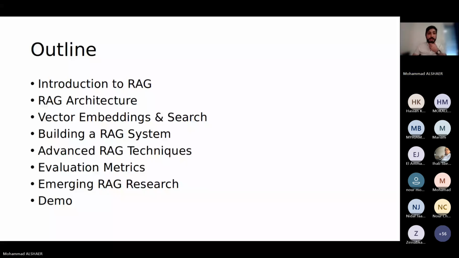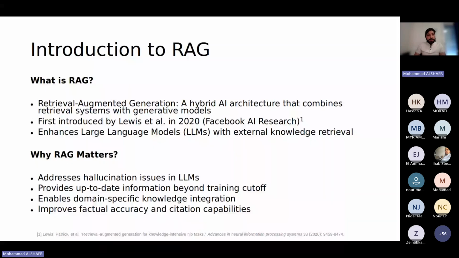RAG, as you can deduce from the name, stands for retrieval augmented generation. It's an integration or combination of two systems, a retrieval system and a generative model like an LLM. It was first introduced by Lewis et al. in 2020 at Facebook AI Research. It allows us to enhance large language models with external knowledge retrieval.